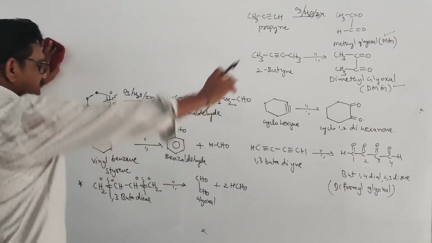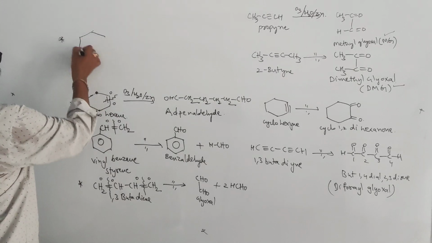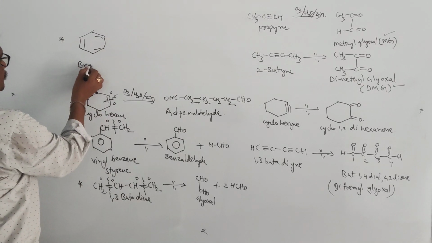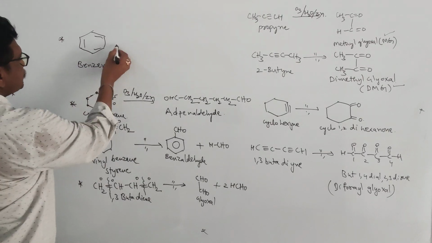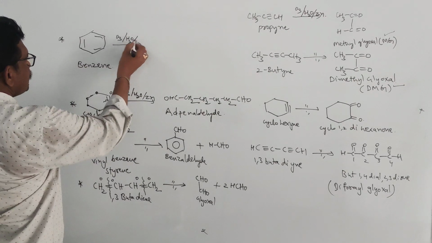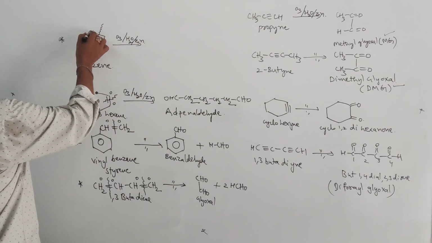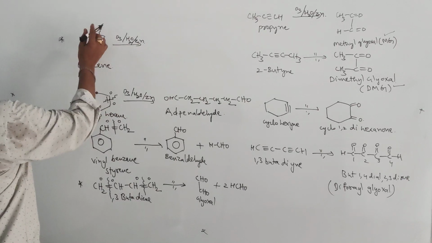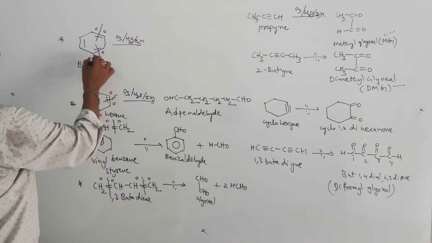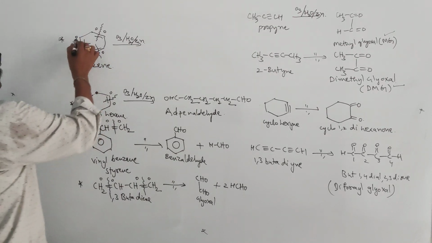Okay, see, one top compound we know in organic chemistry, benzene. This is a very familiar and famous compound in aromatic chemistry, benzene. Which on ozonolysis, what happens? O3, then H2O/zinc, you know. Here cleavage takes place like this, here cleavage takes place like this, and here cleavage takes place like this. So ultimately we are getting what?